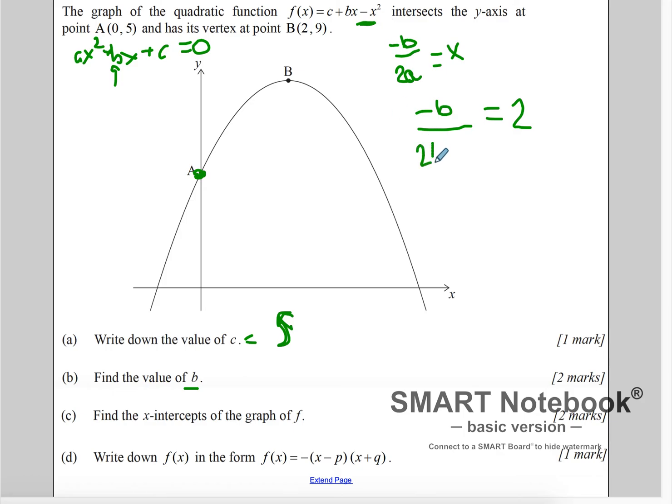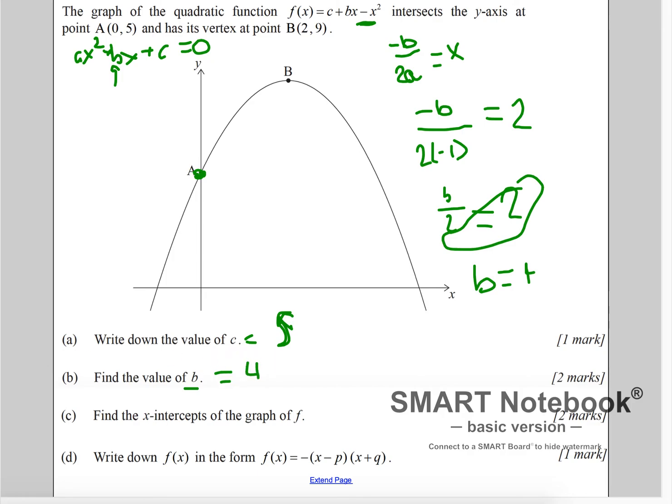So we get 2 times -1. And again, the negatives will end up crossing each other out, right? Because negative times a negative is a positive. So we get b over 2 is equal to 2. And then we're going to cross multiply to get b by itself, and b will be equal to 4. All right, so our b value is equal to 4.